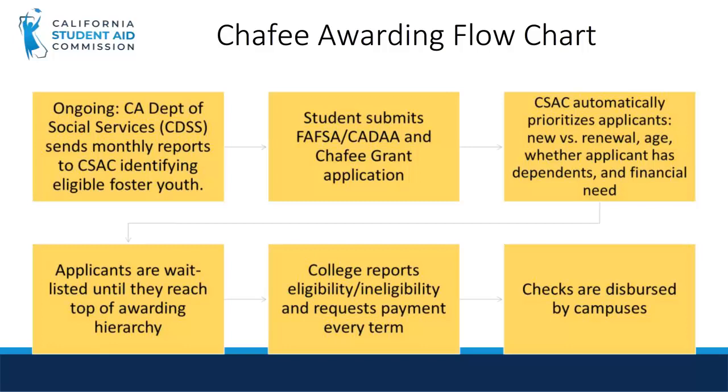New eligible applicants are initially waitlisted until all others ahead of them in priority are paid, and the new applicants eventually rise to the top of the awarding hierarchy. Once again, brand new, younger applicants are often waitlisted for the first school year they apply. Once awarded, the College Financial Aid Office will certify students' eligibility based on the fact that they are at least half-time enrolled, meeting SAP, but remember, per Senate Bill 150, there are relaxed SAP standards for Chaffee awardees, and also the unmet need, and then at that point, campuses can disperse checks to eligible students.